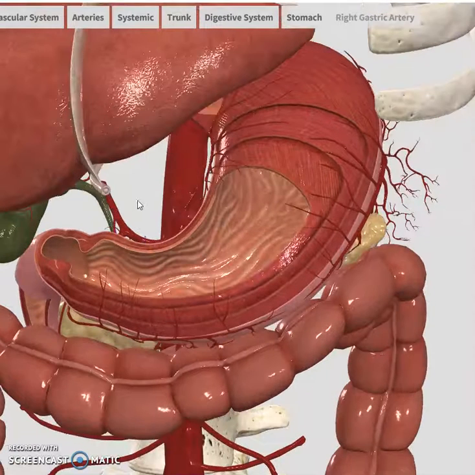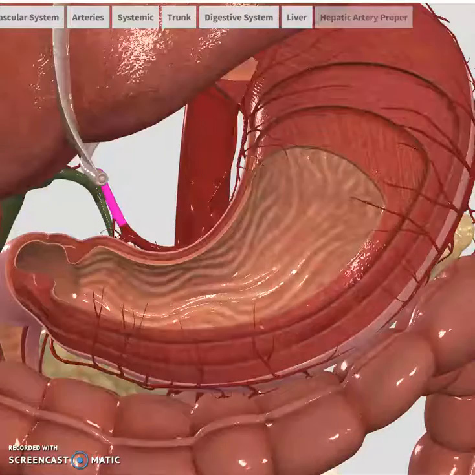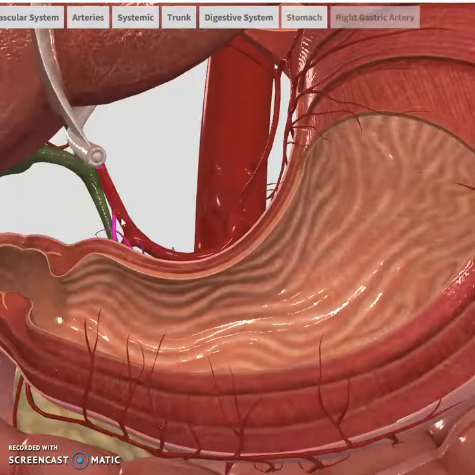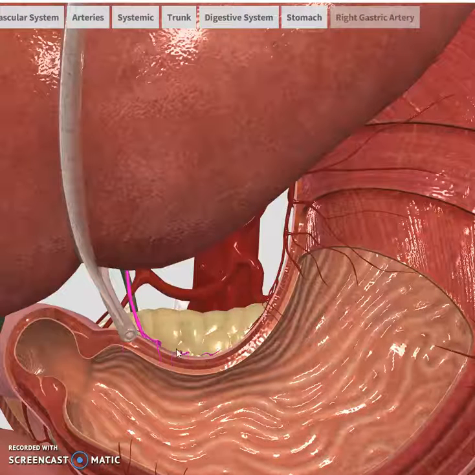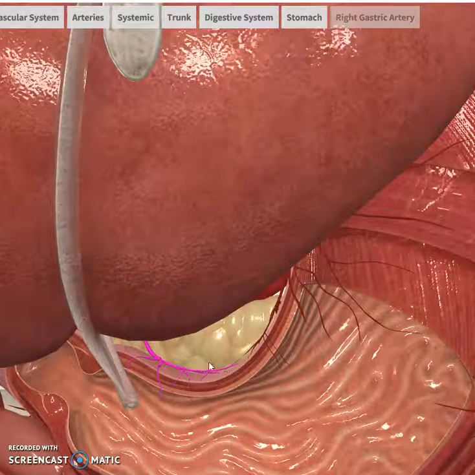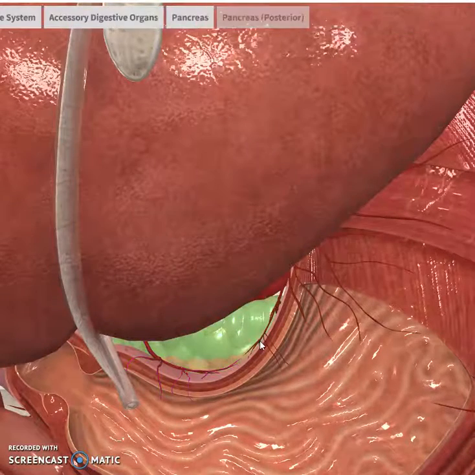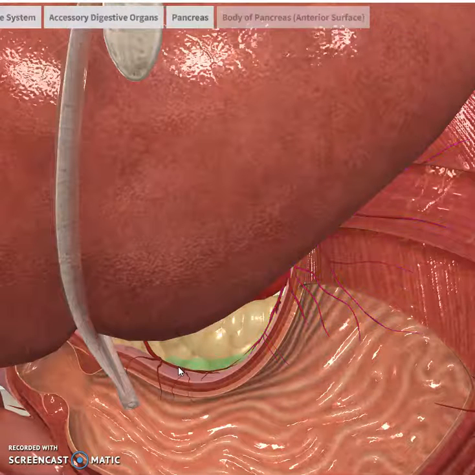As you can see here, the right gastric is actually a part of the proper hepatic. This right gastric will be supplying this part of the stomach, and as you can see here, it is forming an anastomosis with the left gastric artery. So this is the left gastric artery, and this is the right gastric.